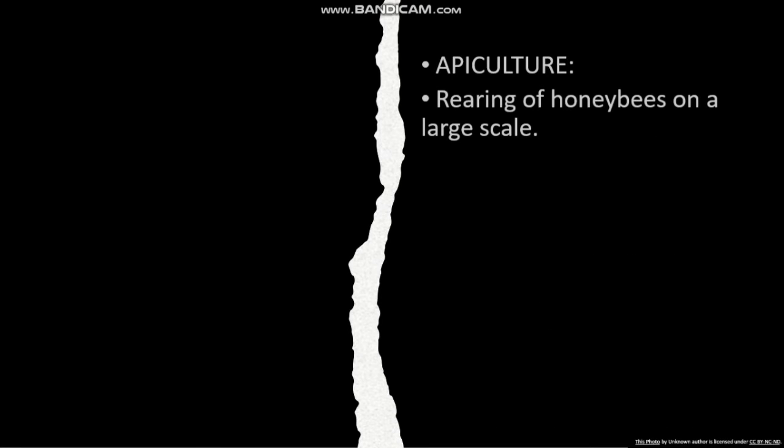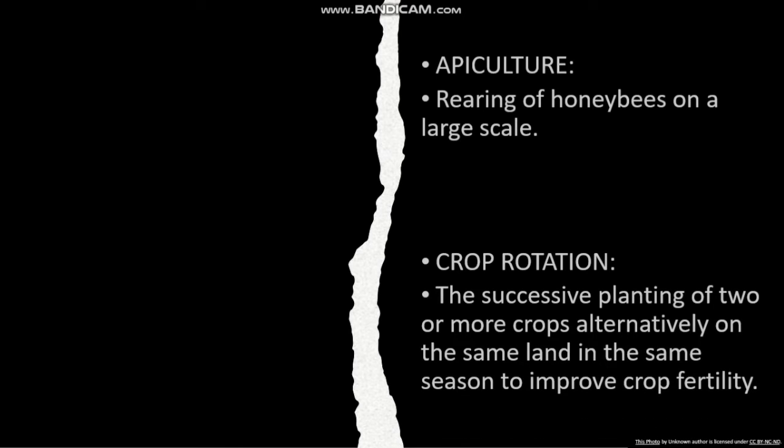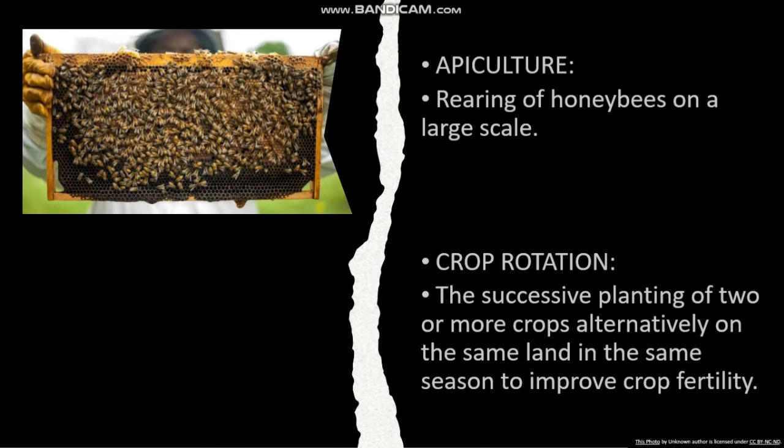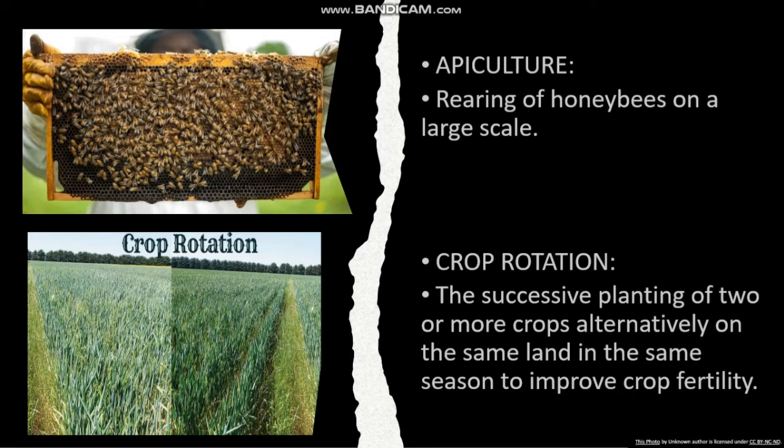Apiculture. Rearing of honeybees on a large scale. Crop rotation. The successive planting of two or more crops alternatively on the same land in the same season to improve crop fertility.